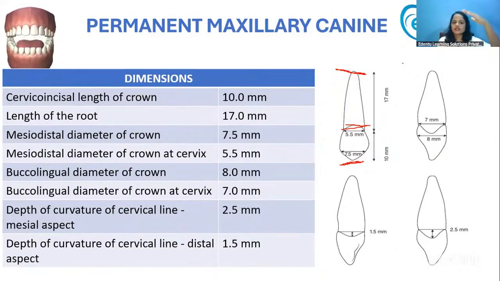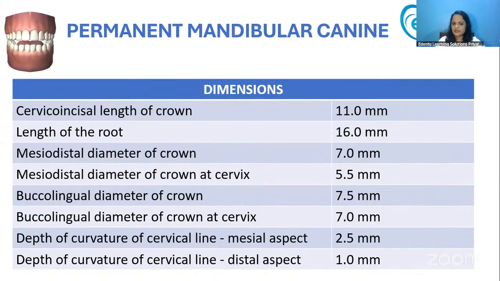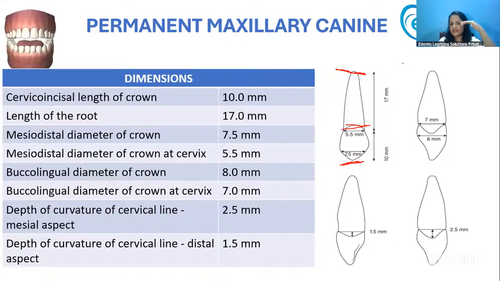If you look at the total length, it is 27 millimeter for both the canines. Whether it is the maxillary canine or the mandibular canine, the total length is only 27, but there is a small difference, a 1 millimeter difference, between the root length and the crown length. Crown length is more for the mandibular canine, whereas the root length is more for the maxillary.